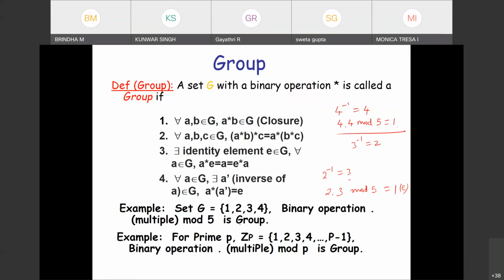You can generalize this. There is a theorem that Z_P, where P is a prime number, that is 1, 2, 3 till P minus 1, with the operation multiply modulo P, is a group. This is not only for 5, it is for all prime numbers. Is that clear?